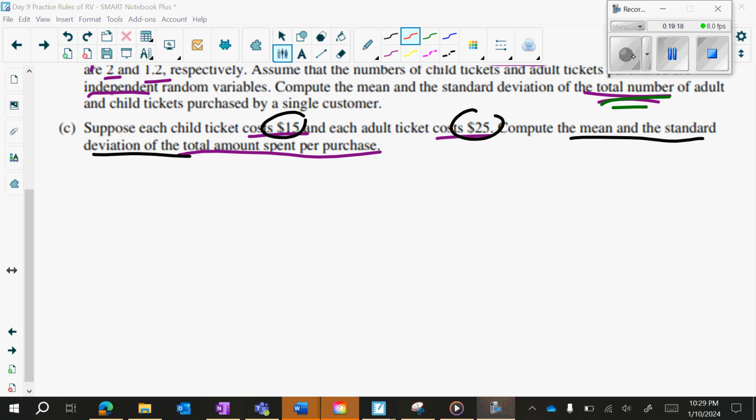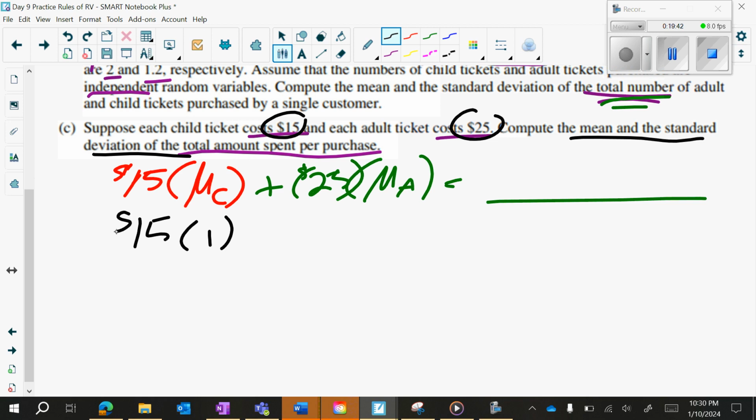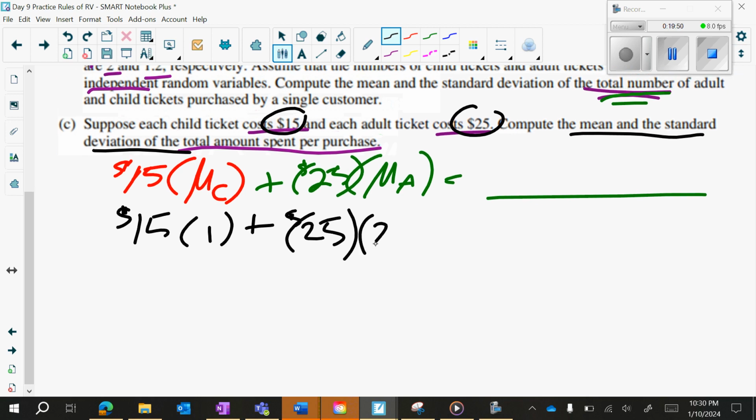So what you want to do is think about, you're going to take $15 and you're going to multiply it by every child ticket, right? But you're going to really multiply it by the mean of the child plus $25. You're going to multiply that by the mean of the adults. And that's going to be your total for the means. So the mean of the child tickets that we sold was 1. So you're going to do 15 times 1 plus 25 times, it says it above, 2. And you should get the mean of the total cost.